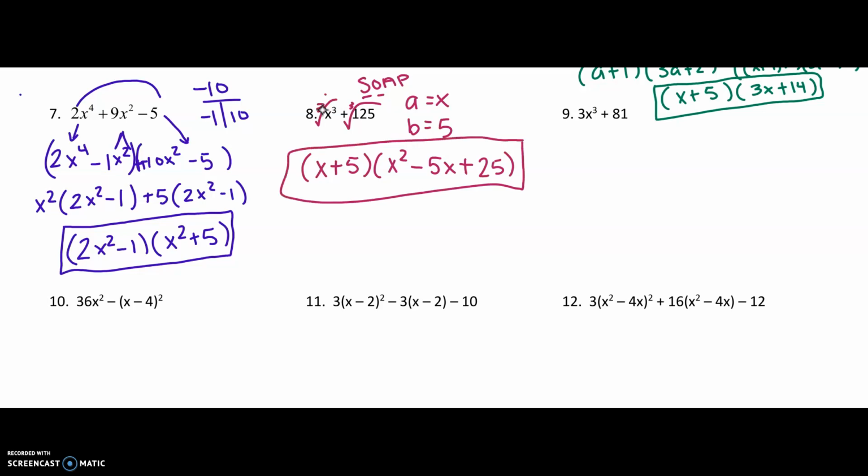That is completely factored. Notice with a sum of cubes, you end up with a binomial times a trinomial. So be careful when you have a sum or difference of cubes, that's how it should look at the end.